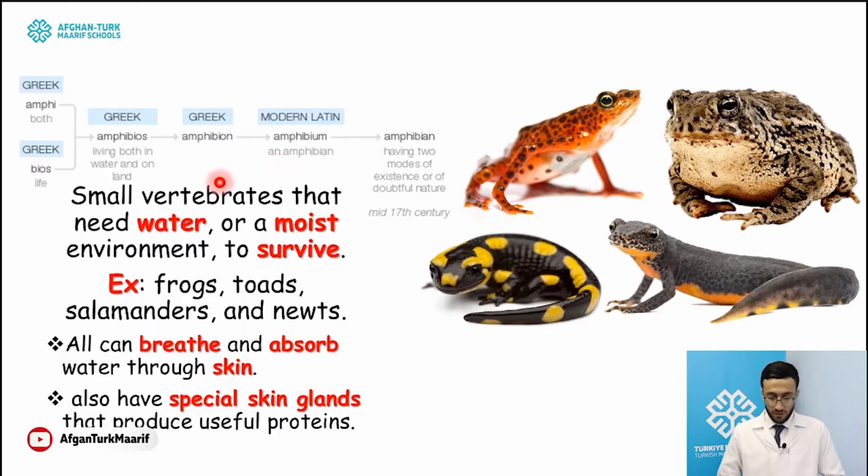At a deeper definition, we can say these animals are small vertebrates that are restricted to living in a moist environment or near water in order to survive. Example animals are frogs, toads, salamanders, and newts. Mainly they share some distinguishing features with each other.